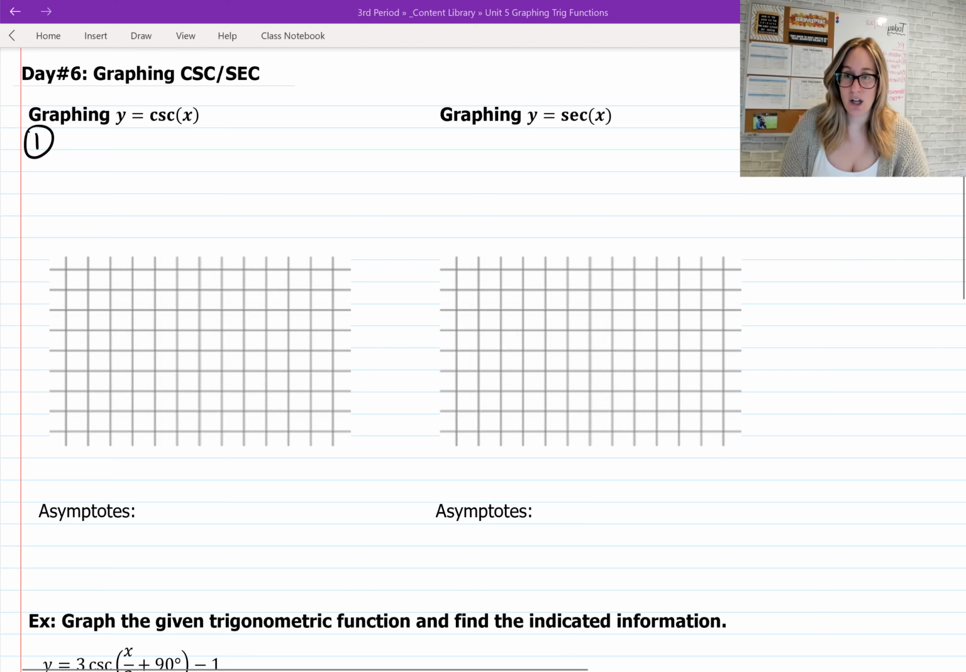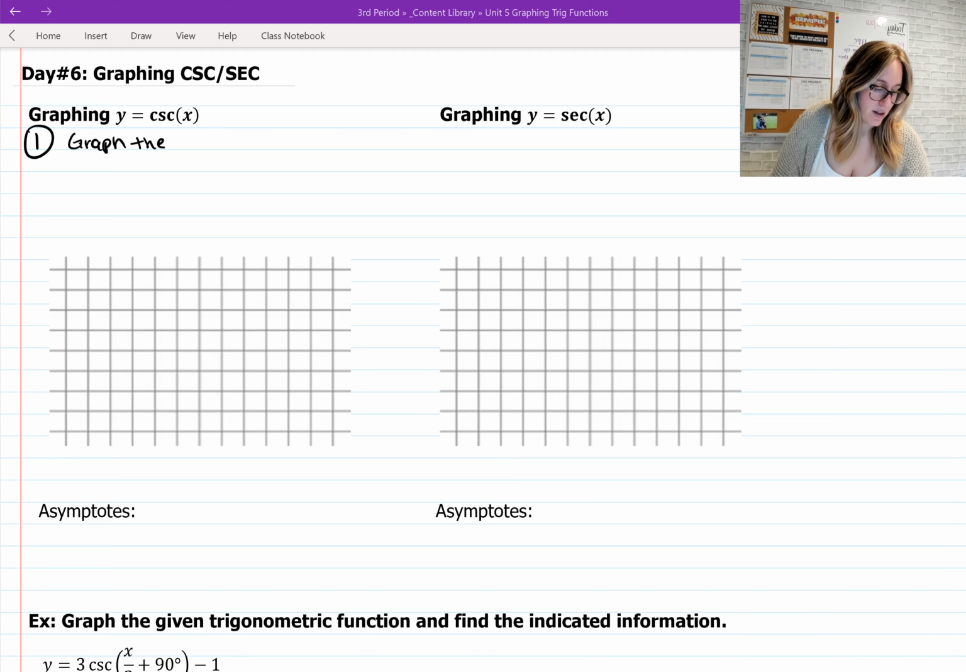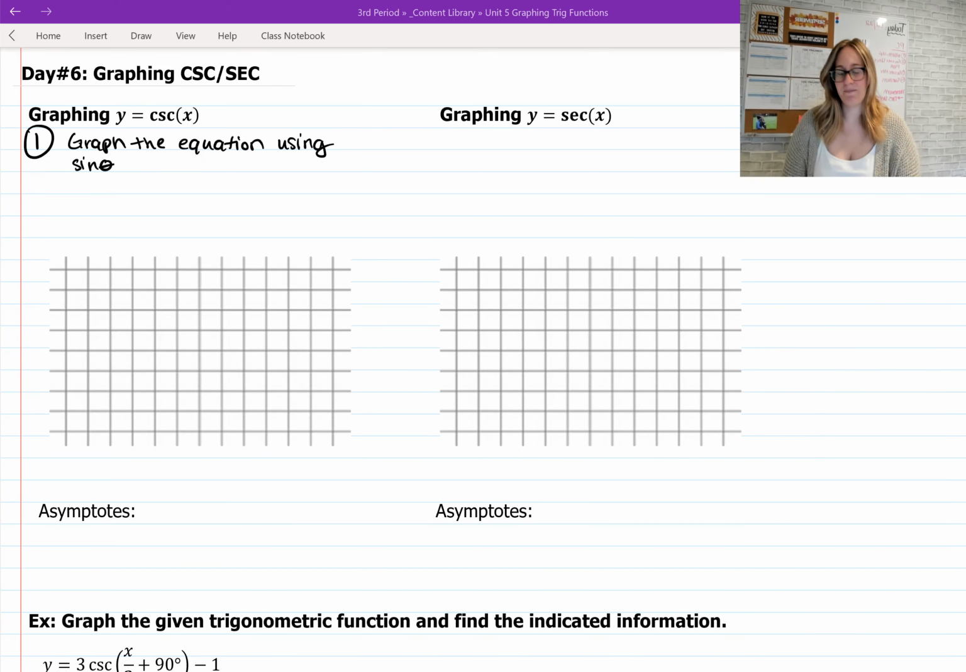For cosecant, you are going to graph the sine function given. Graph it as if it was sine. So graph the given equation using sine. Ignore the cosecant in there, and graph it as if it was a sine function.